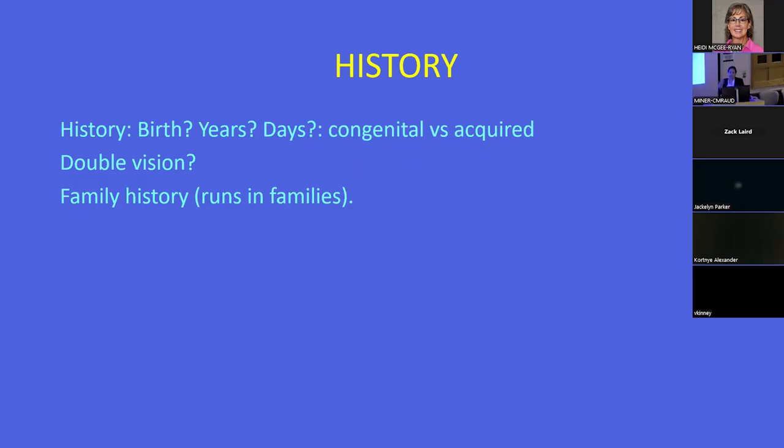We want to know if it has been there since birth, or did it start 4 months ago? Do we see it all the time, or not all the time? Is it intermittent versus constant? Or did it start 2 days ago? That's a little more worrisome, right?